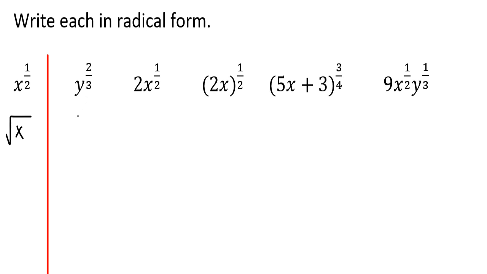Next, y raised to 2/3. So, kuha natin yung y. And then sa exponent niya, yung numerator is 2. So, that is y raised to 2. And then yung denominator is 3. So, yung index niya is 3.